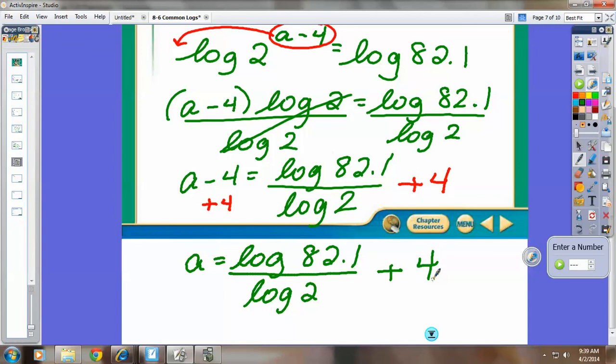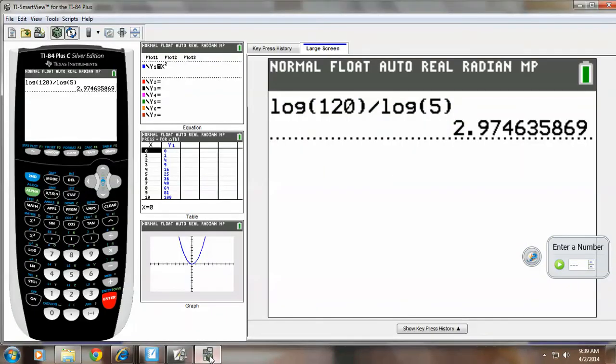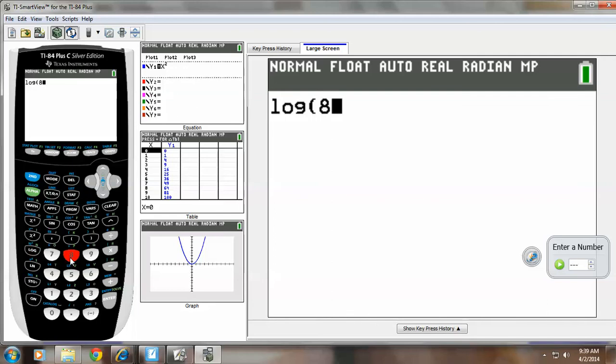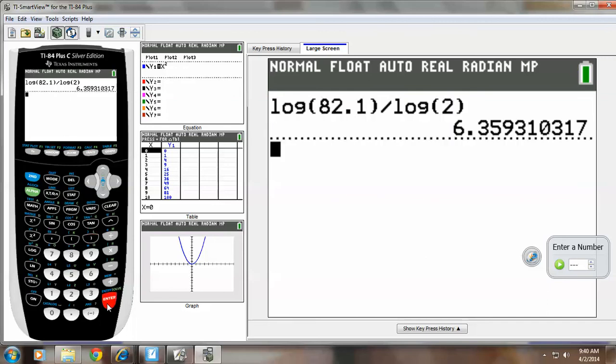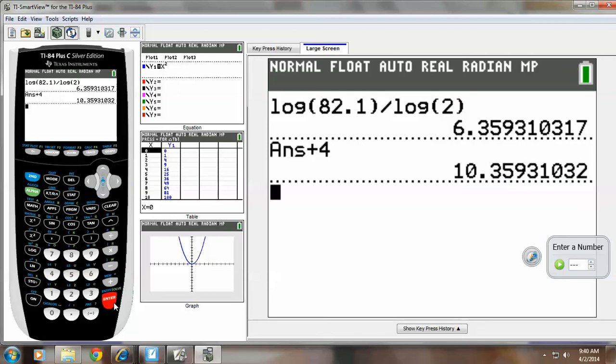I'm just going to type all that into a calculator. I'm not going to try to simplify or get each individual decimal value. I'm going to type it all in, calculate it. What's that going to look like? We have log of 82.1 divided by log 2. Now, I'm not going to worry about the 4 just yet. I'm going to hit enter. And then what can I do to that answer? Just add 4 now. So it's going to bring down the previous answer, plus 4. So 10.359.